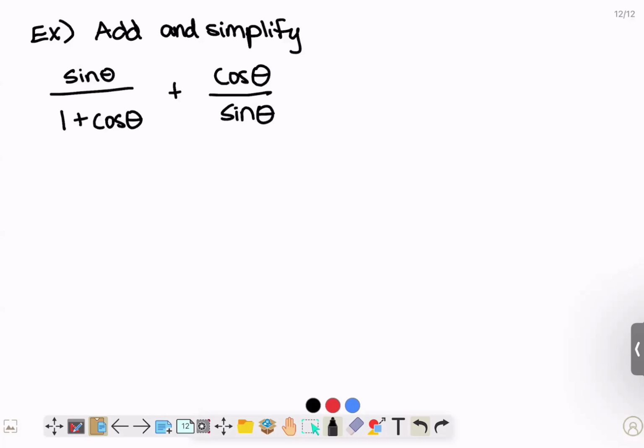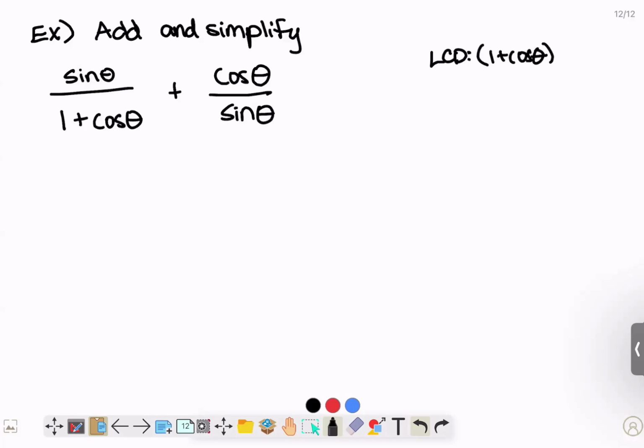The common denominator has to have every factor that shows up in each denominator. So make sure we're remembering the difference between factors and terms here. Factors are multiplied, terms are added or subtracted. So 1 plus cosine theta itself is a factor. So common denominator has to have that.